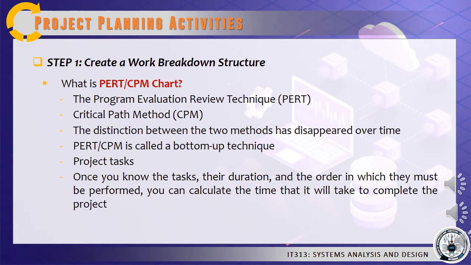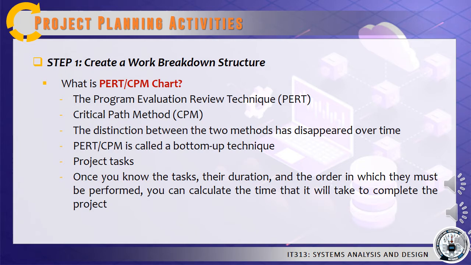The Program Evaluation Review Technique, or PERT, was developed by the U.S. Navy to manage very complex projects, such as the construction of nuclear submarines. At approximately the same time, the Critical Path Method, or CPM, was developed by private industry to meet similar project management needs. The distinction between the two methods has disappeared over time, and today the technique is called either PERT CPM or PERT/CPM.